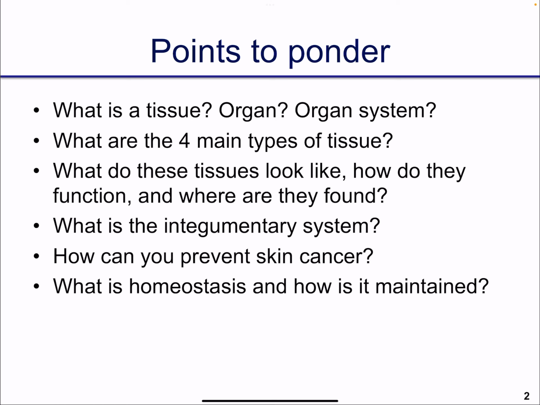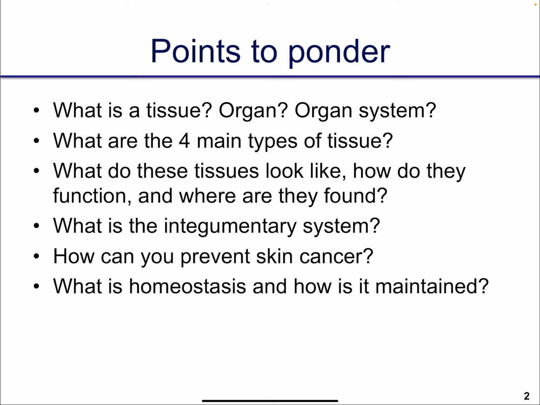We are going to address the four major types of tissues. What do these tissues look like? Where are they found? How do they function? What are some structures that are found making up these tissues? And then we are going to dive into the first system of this course, the integumentary system.